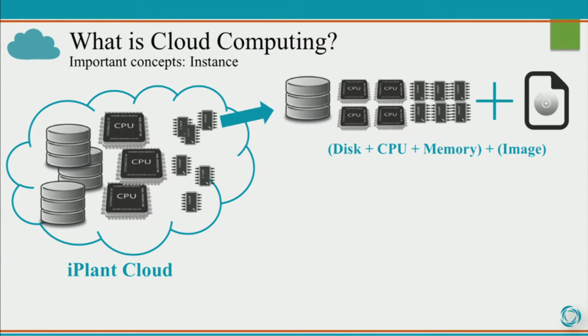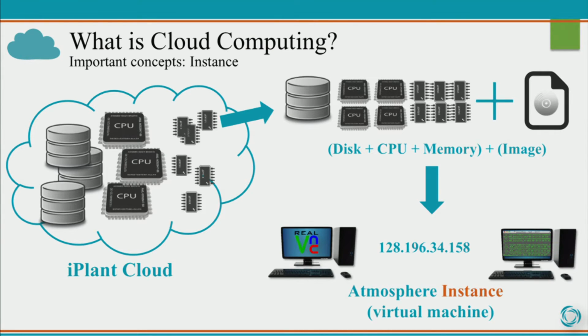But once you put those two things together, they make what we call an instance, which is a virtual machine, a virtual computer. So in other words, when you're coming to Atmosphere, you're essentially creating a remote computer, but you're creating it on demand, which means when you need it, you can use it, and when you don't need it, you return those resources to us.